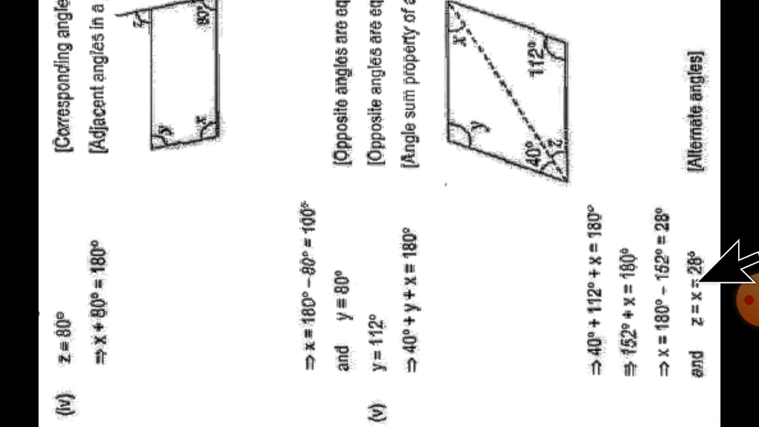So z is equal to x is equal to 28 degree because see, these two are parallel lines and this is making the z figure. So it is an alternate angle. These two are alternate angles. So x and z are equal. So z is equal to x is equal to 28 degree because they are alternate angles.